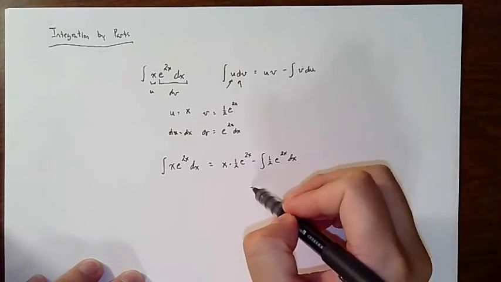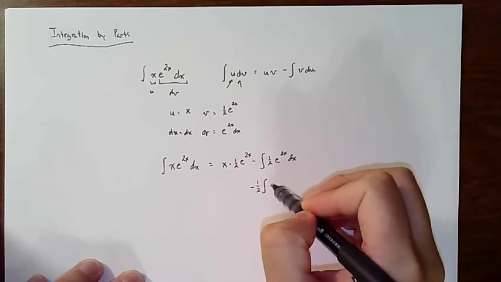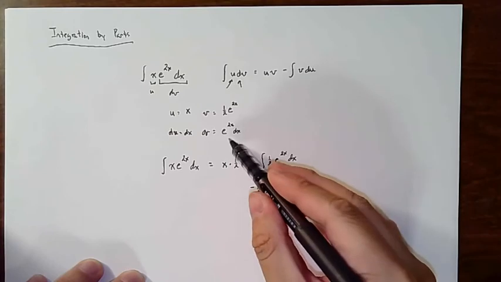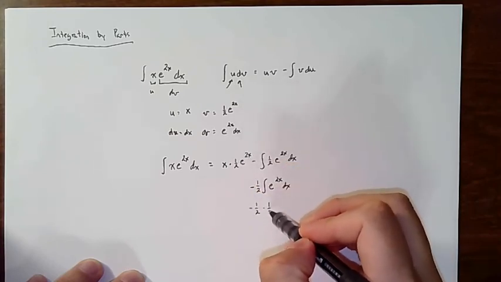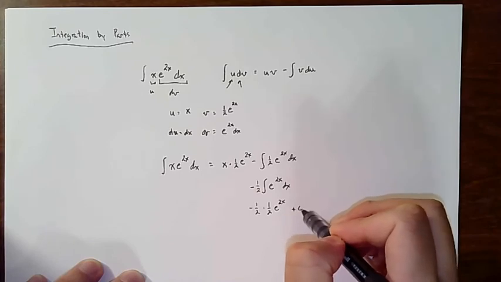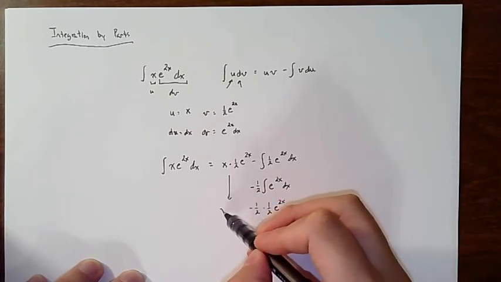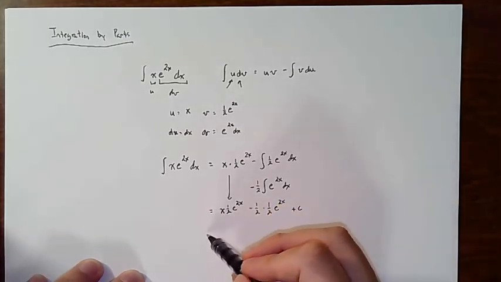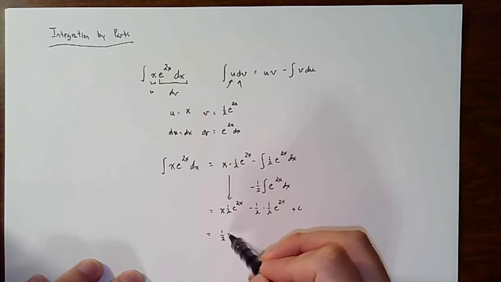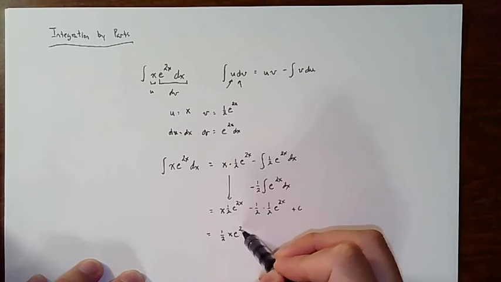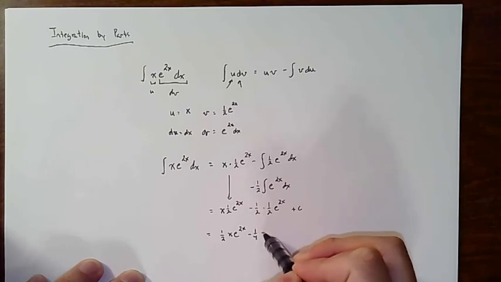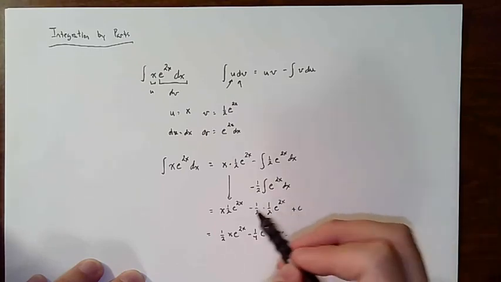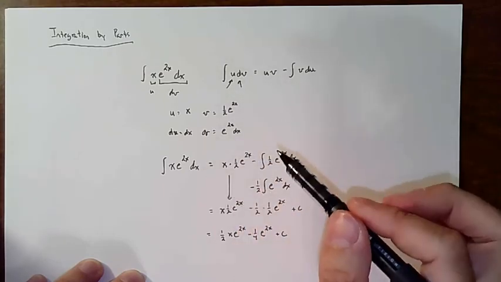So this part here we can simplify a little bit by factoring out this 1/2. And then we can integrate this part here like we did for the dv here, so we just get another 1/2 as a factor, plus c, and we'll carry this part down. Okay, so if we simplify this as much as we can, or as much as we'd like, you get 1/2 x e to the 2x minus 1/4 e to the 2x plus c. So this is the very basic integration by parts, and we'll explore this more in later problems.